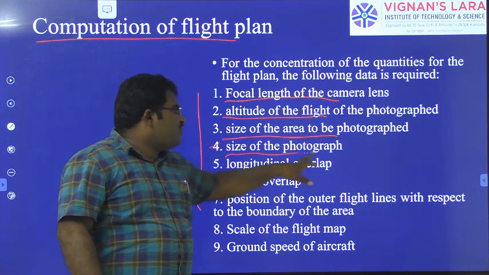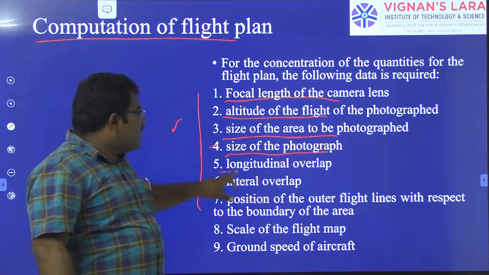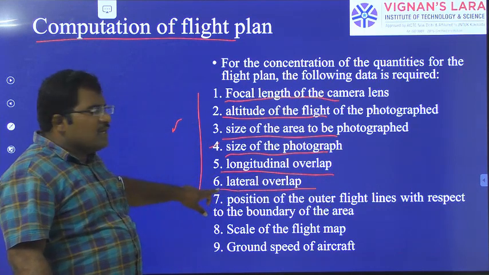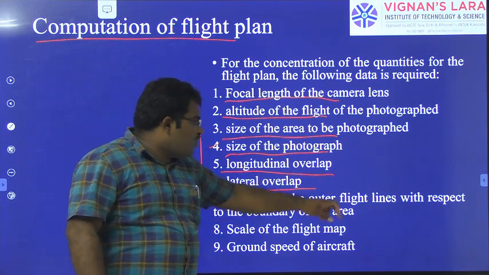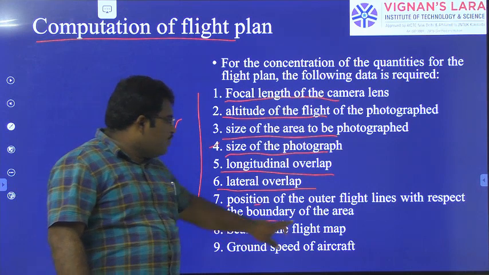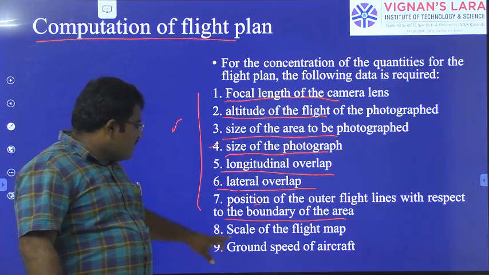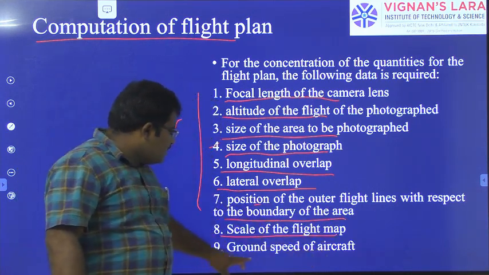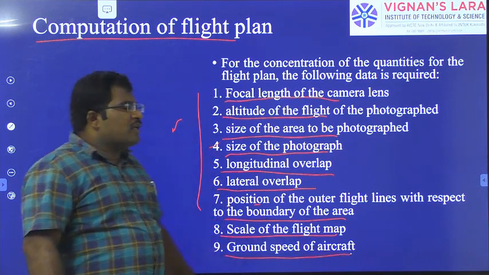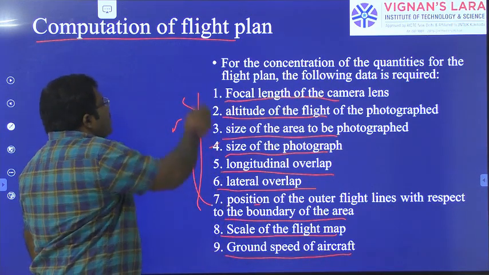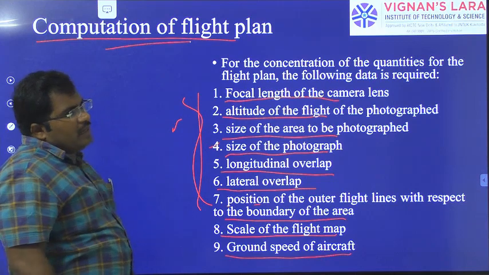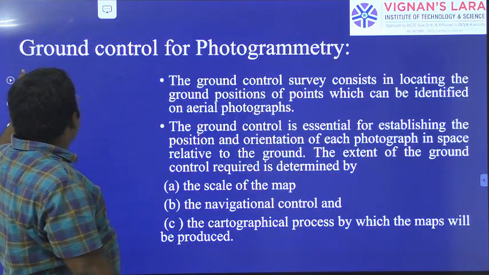Then the size of the photograph, what is the size of each photograph, what is the longitudinal overlap, lateral overlap, and position of the outer flight lines with respect to the boundary of the area. Then what is the scale of the flight plan, and what is the ground speed of the aircraft. Based on all these things, we are going to decide your flight plan. So these things we have to keep in mind.